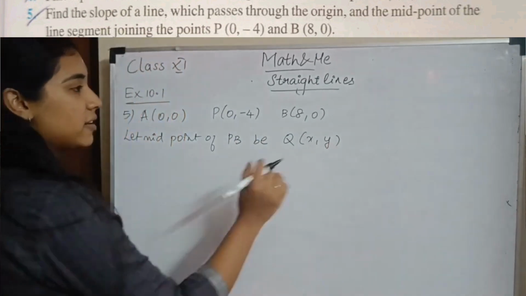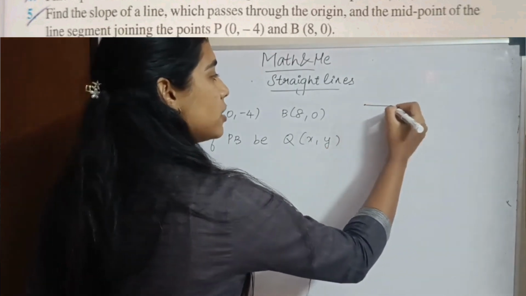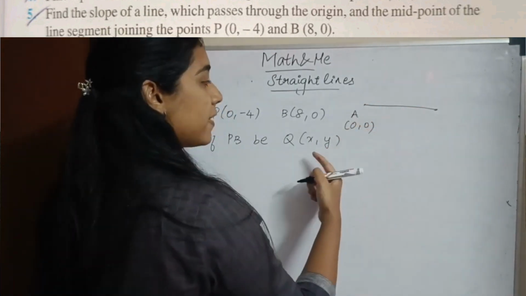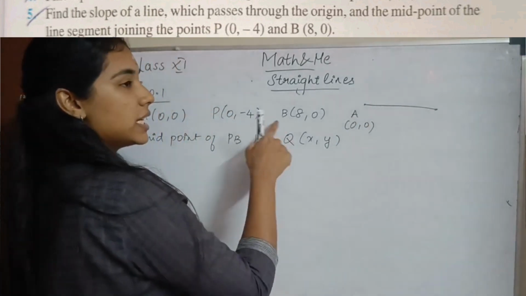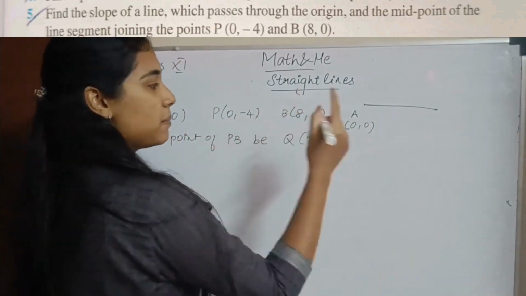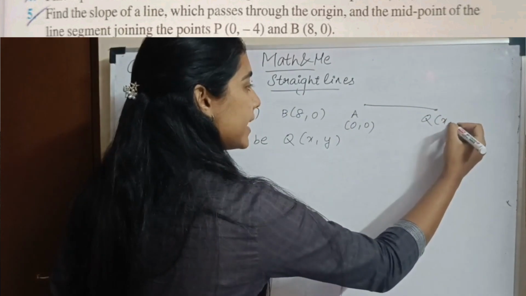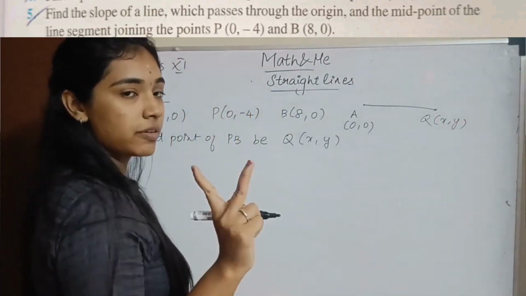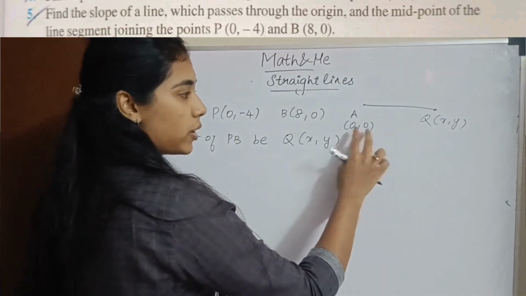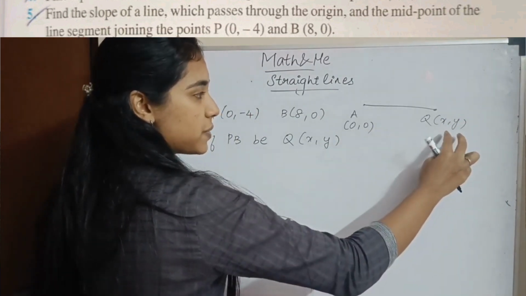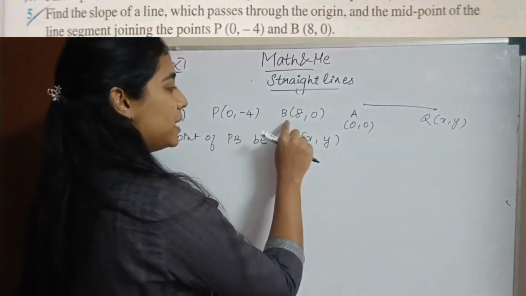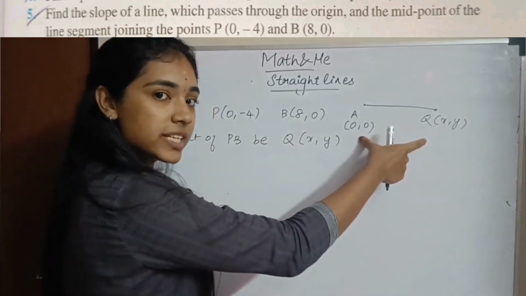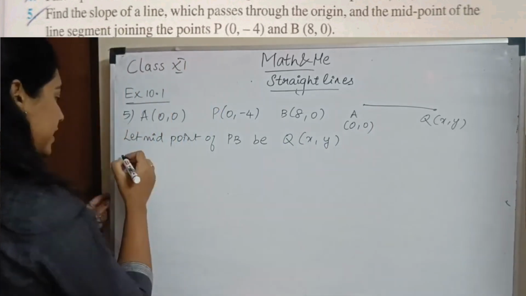So we need to find the slope of a line which passes through the origin, which is (0, 0), and the midpoint of the line segment joining P and B. So Q (x, y). To find the slope of a line, we need to know two different coordinates. We need to have x1, y1 and x2, y2. So first we find the midpoint of PB, which is Q, and using Q, we will find the slope of AQ. So these are all the steps, okay? So find Q.